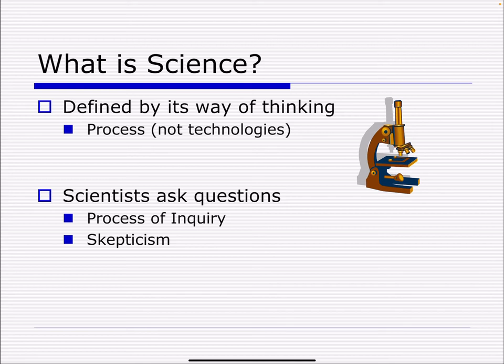Scientists ask questions. It's a process of inquiry. It's a process of asking questions. And as we talked about last time, it's asking questions in the right way. And science is also characterized by skepticism, which means we should always be skeptical of findings. The mantra of the scientist is prove it. Prove it to me with evidence. Scientists ask questions and want proof. They don't just take people's word for it.